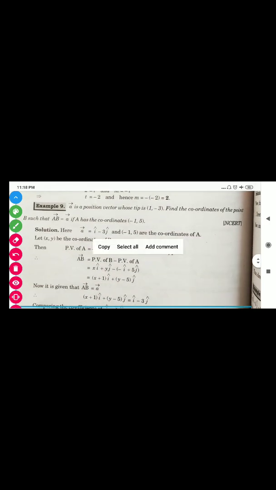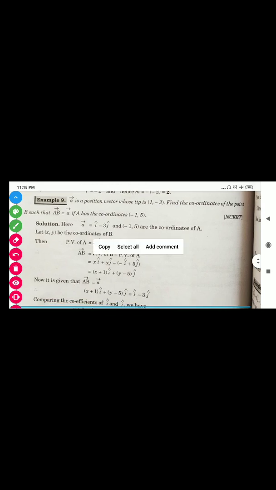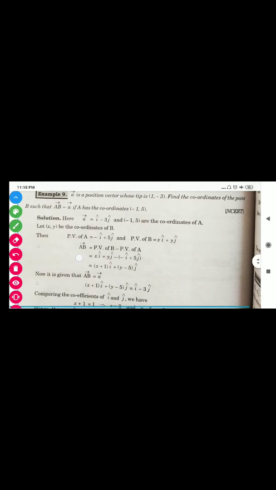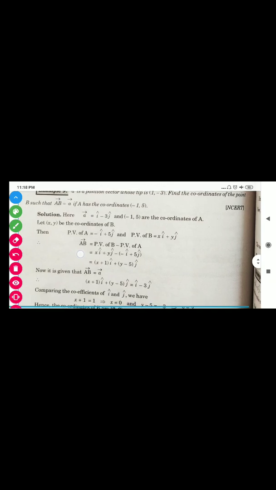Next question is question number 9. If a vector is the position vector whose step is i minus 3j, find the coordinates of the point B such that AB vector is equal to a vector, if A has the coordinates (minus 1, 5). Students, here a vector is a position vector whose step is given, and we need to find the coordinates of the point B such that AB vector is a vector and A has the coordinates minus 1, 5. So here a equals i minus 3j, that is given in the question, and minus 1, 5 are the coordinates of A also.